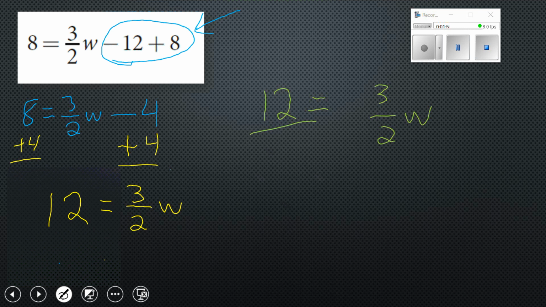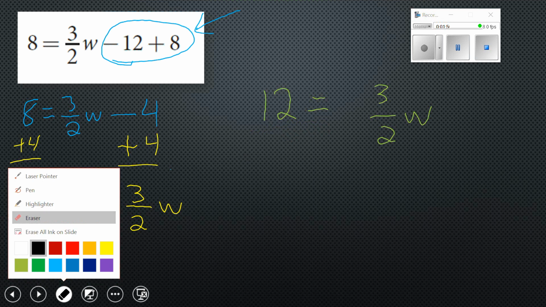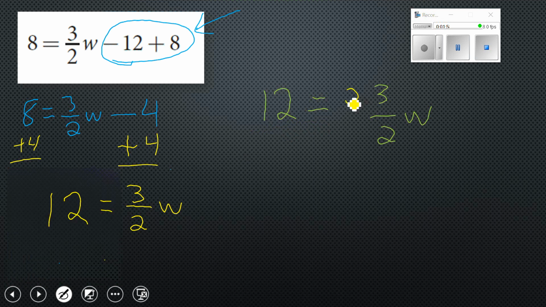So what is the reciprocal of 3/2? Well, that's going to be 2/3. So that's going to be the same as dividing by 3/2. So multiplying by 2/3 here, it's easy to see why these things cancel out, leaving the w, which is what we want. But of course, if we multiply the right side by 2/3, we better multiply the left side by 2/3 as well.